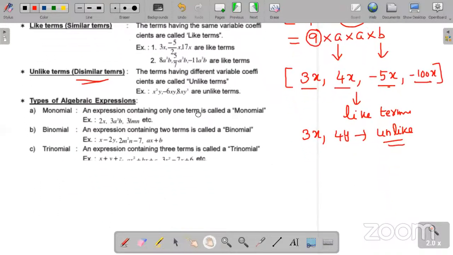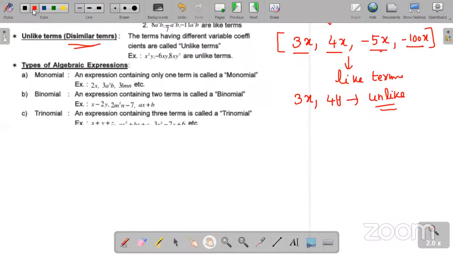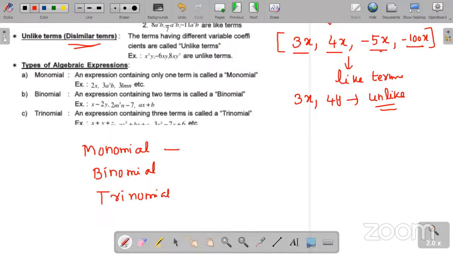Next, a very, very important point is the types of algebraic expressions. One is monomial, binomial, and trinomial. See, mono means one term. If an algebraic expression consists of only one term, that is called a monomial.